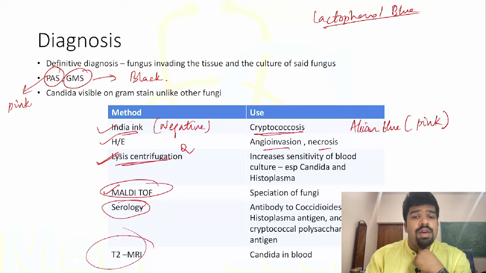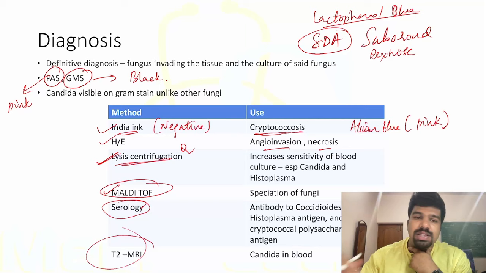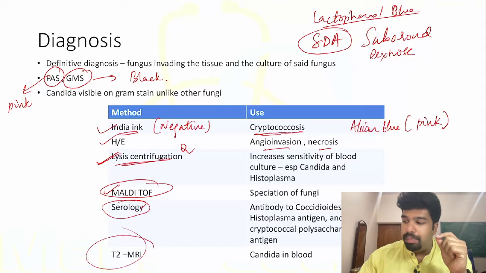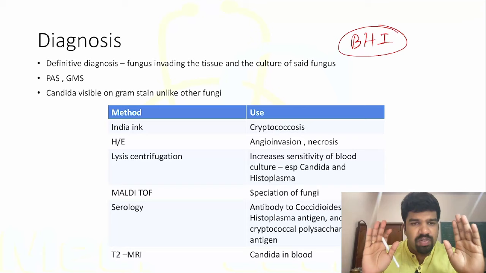For culture, you have many different culture media. You should remember Sabouraud dextrose agar. Now Sabouraud dextrose agar is specific because it contains cycloheximide and gentamicin or other antibacterials, which help kill bacteria. And at the same time, you should know that for dimorphic fungi, one of the most specific media is brain heart infusion agar. BHI can be used in most places, but it's very specific for dimorphic fungi. Please understand that.